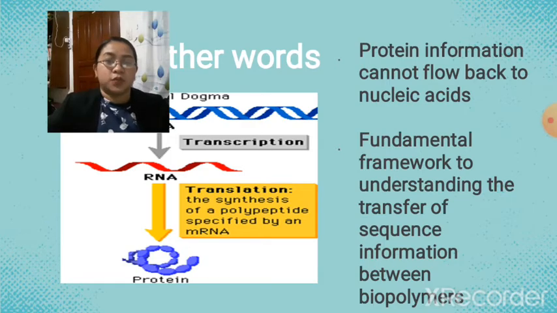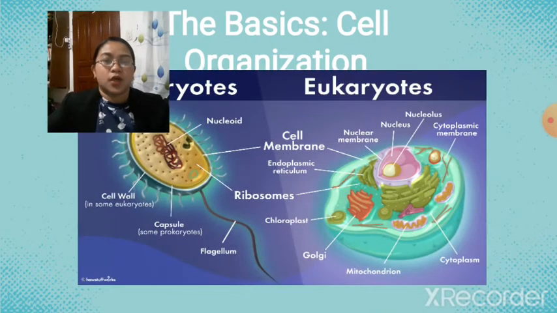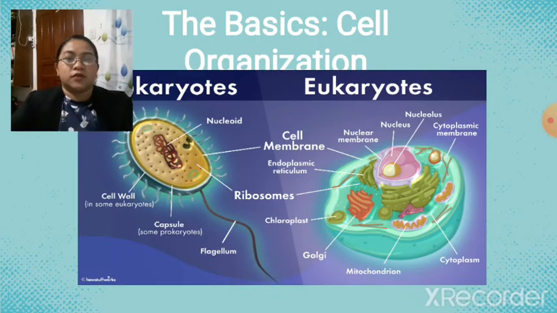So let's have here the basics of cell organization between prokaryotes and eukaryotes. All cells, whether prokaryotic or eukaryotic, undergo this process. In prokaryotes, organisms without a nuclear membrane, DNA undergoes replication and transcription, and RNA undergoes translation in an undivided compartment. All three processes occur simultaneously.